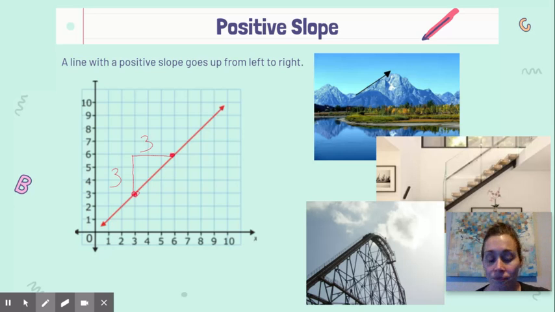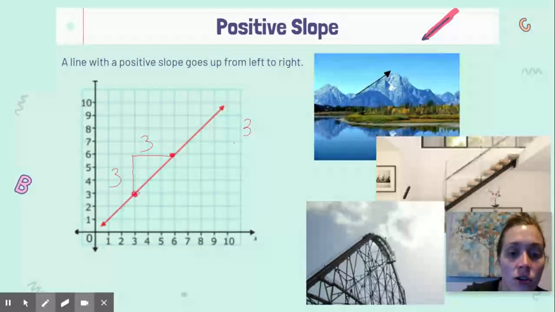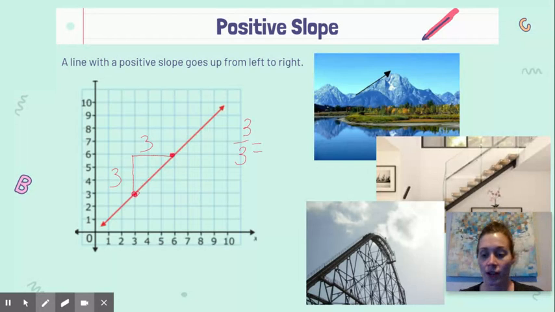And so you can see on my screen when I did rise over run, I went up 3 over 3. So I'm going to write that as my slope, rise over run, 3 over 3, which simplifies to 1 over 1. Whenever 1 is in the denominator, we can make it a whole number. So we can say our slope here is 1.